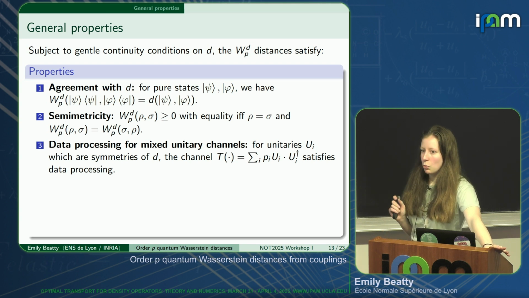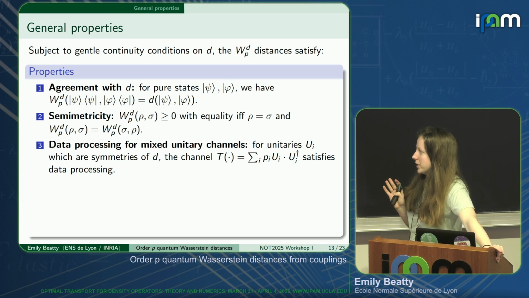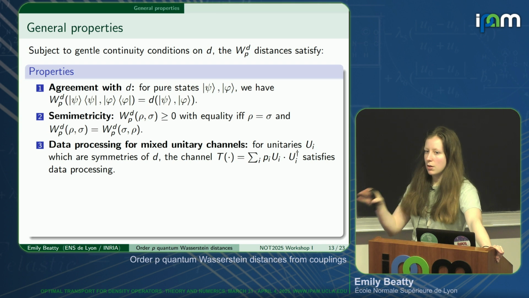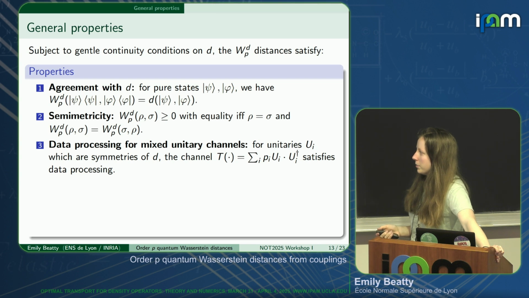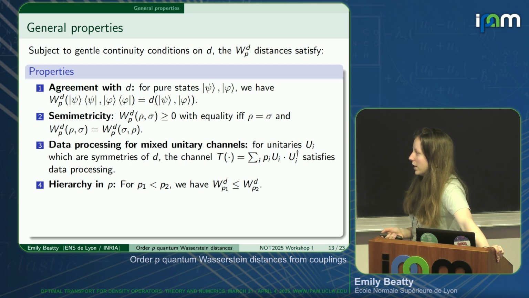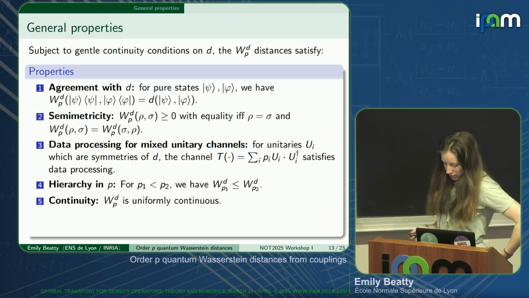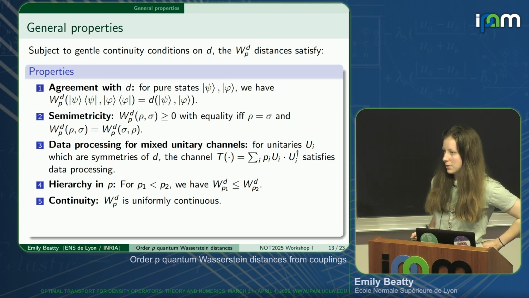We have data processing where you would expect to get data processing. So in particular, for mixed unitary channels made of unitaries, which are symmetries of the underlying metric on your pure states, the mixed unitary channel satisfies data processing. We recover the natural hierarchy in P that you get from classical Wasserstein distances. That is, if P1 is less than P2, the Wasserstein distance of order P1 is also less than the Wasserstein distance of order P2. It's continuous as long as P is not equal to infinity.